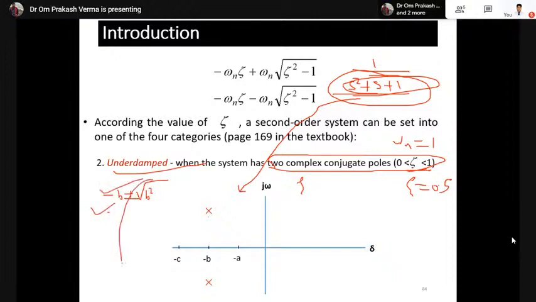The real part is always negative, and the imaginary part becomes one positive and one negative value, right? So this is the case for the underdamped system.